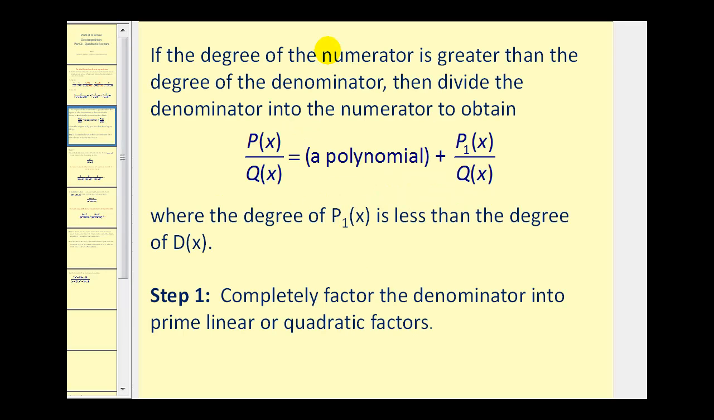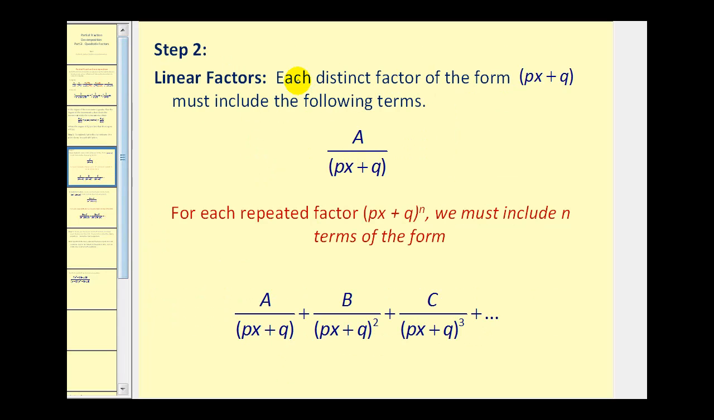Before we perform partial fraction decomposition, if the degree of the numerator is greater than the degree of the denominator, we need to divide the denominator into the numerator to obtain a polynomial and a rational function where the degree of the numerator is less than the degree of the denominator. Once we have the rational function in the correct form, we factor the denominator completely into linear and quadratic factors. If it's a linear factor, we'll have single variables in the numerators, and if a linear factor is repeated, we have to write an extra fraction for each repeated linear factor.